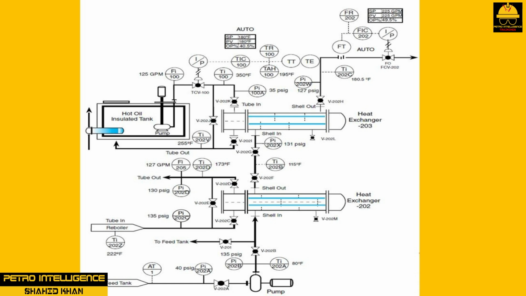On the tube side, a hot oil system is used to transfer heat energy to the shell feed. The flow rate through the shell side is controlled at 225 GPM, gallons per minute. During operation, the following variables are very important.